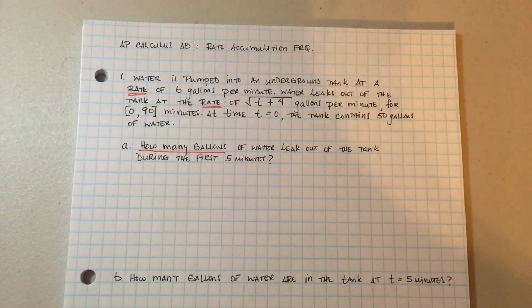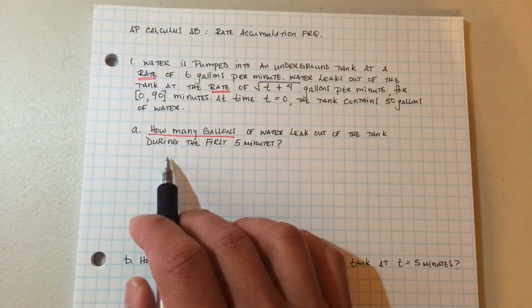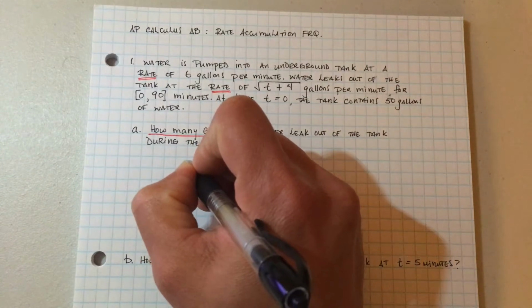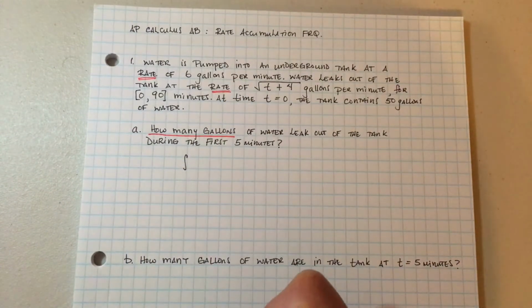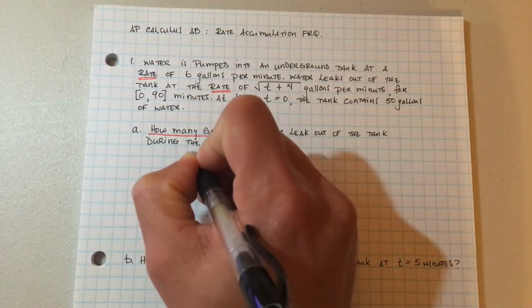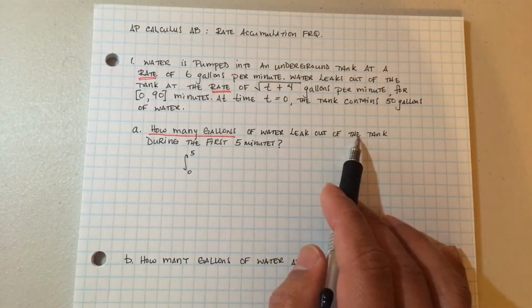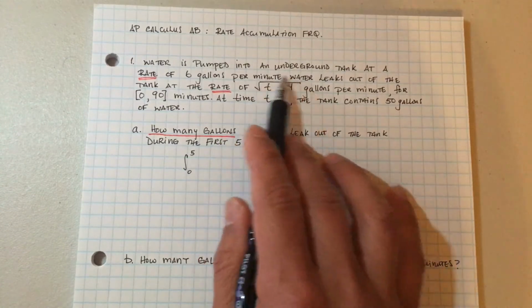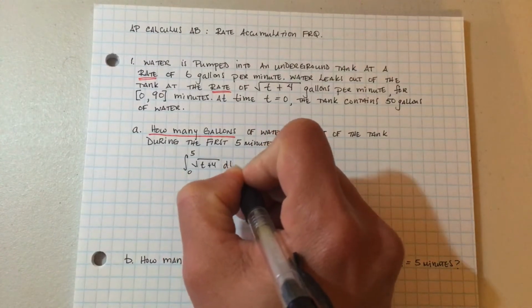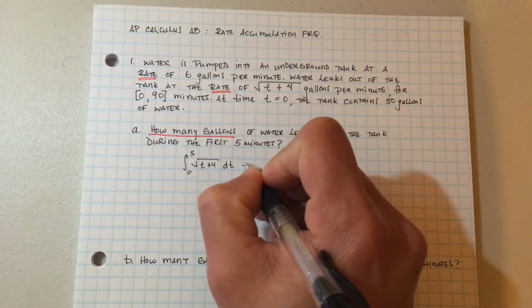When you start off with these problems, the first one is usually the easy one, letter A. Really short and to the point. It says, how many gallons of water leak out of the tank during the first 5 minutes? Well, how many means you're looking for an accumulated amount over the first 5 minutes. So you're going to do the integral from 0 to 5 of the function that gives you water leaking out. What's leaking out? This is the rate. So you're going to do the square root of t plus 4 dt. And that's it. Now I've got to do the antiderivative.